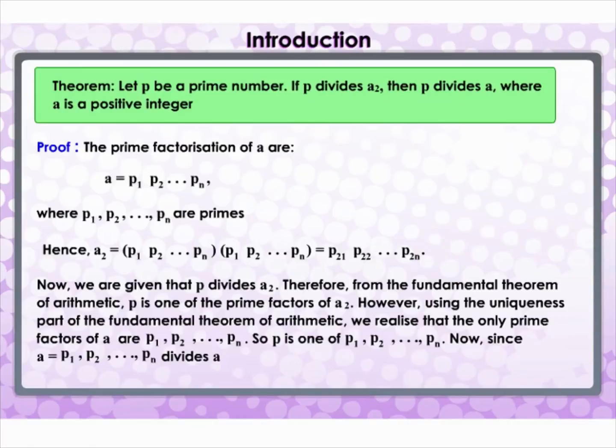Now we are given that p divides a squared. Therefore, from the fundamental theorem of arithmetic, p is one of the prime factors of a squared. However, using the uniqueness part of the fundamental theorem of arithmetic, we realize that the only prime factors of a squared are p1, p2 and so on up to pn. So, p is one of p1, p2 and so on up to pn. Now, since a is equal to p1, p2 and so on up to pn, p divides a.